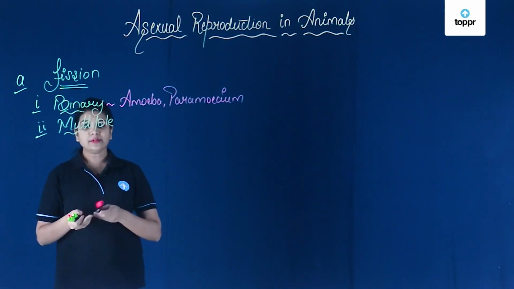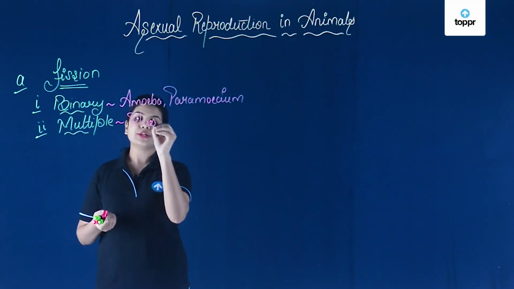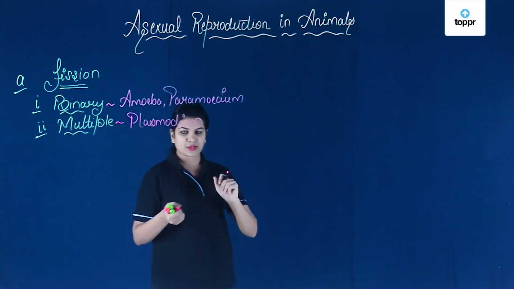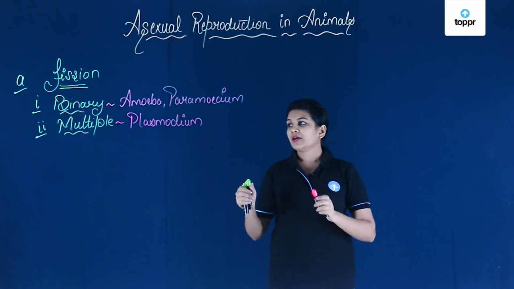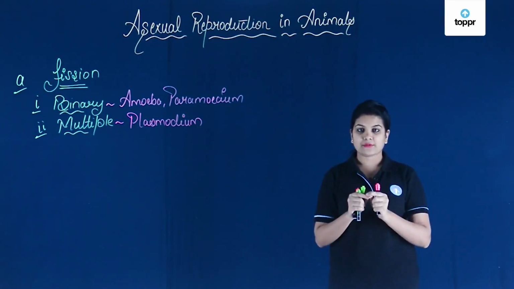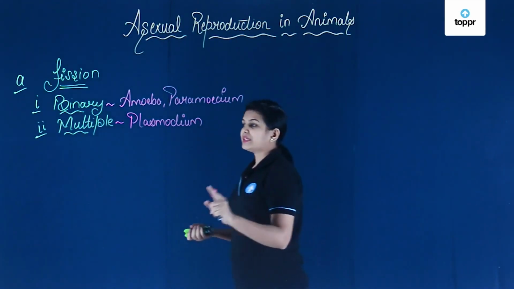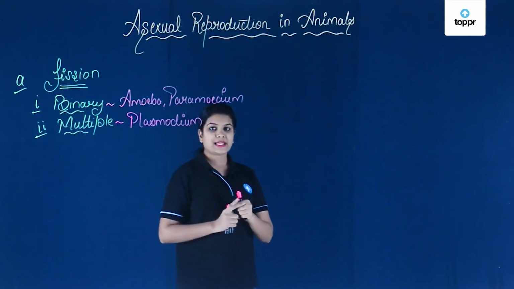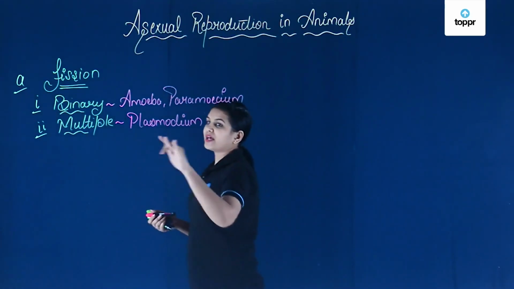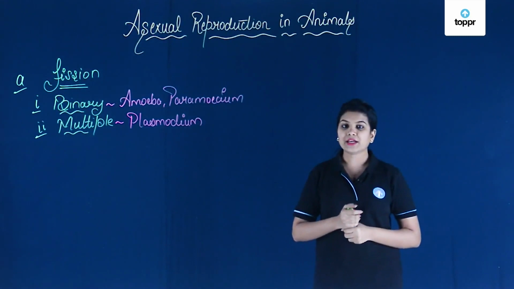Next, when we come to multiple fission, the most common example is plasmodium, and to some extent, during unfavorable conditions, it occurs in amoeba as well. So what happens during this? Well, here a single parent cell divides multiple times to form a number of daughter cells inside that cell itself. And when this cyst breaks up, the daughter cells are released. So basically in multiple fission, one parent cell divides to form multiple daughter cells. And like I just said, the common example is plasmodium. If you recall, plasmodium is the organism, the agent which causes malaria in human beings.